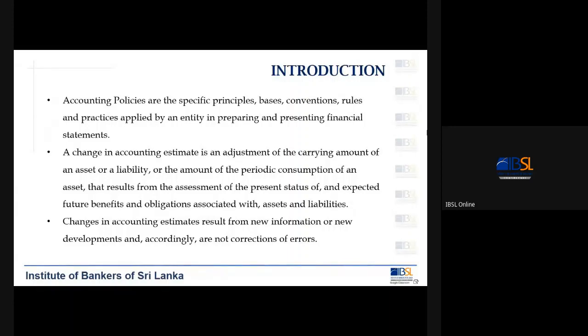Okay. Then a change in accounting estimate is an adjustment of the carrying amount of an asset or a liability. Now, I spoke about this. We call the depreciation rate an accounting estimate. Why? The requirement is there for you to provide depreciation.